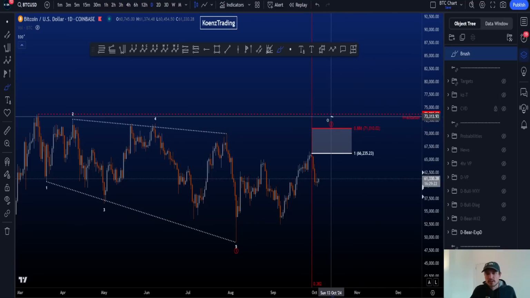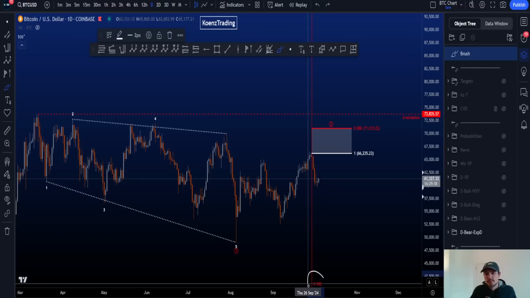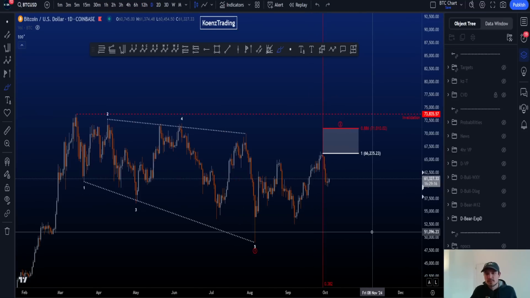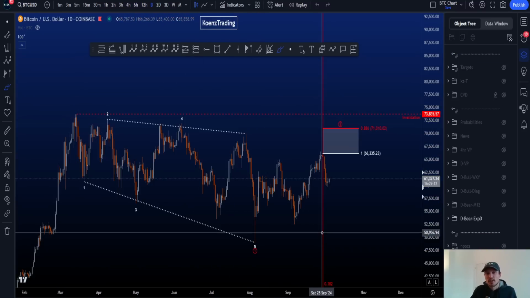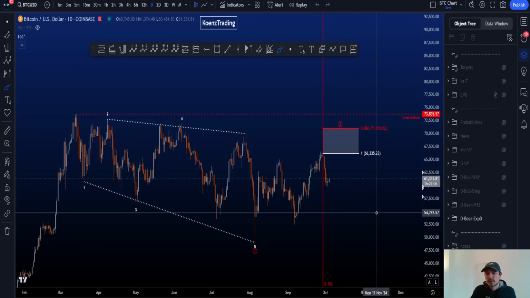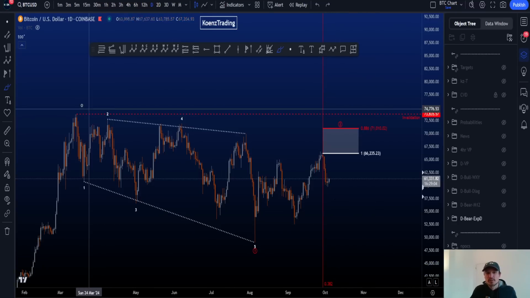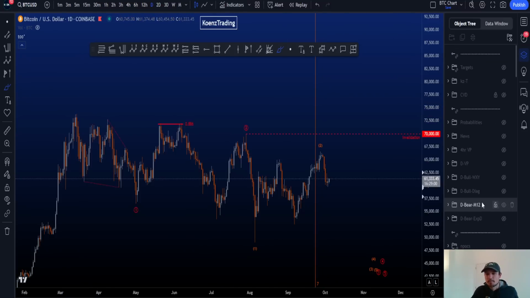Also, when we look at this wave 2, currently the high over here is made just before the 0.382 fib time, taken from the start to the end of wave 1, which is very uncommon, as preferably a wave 2 is ending at least after the 0.382. The invalidation for this scenario is taking out the high at 73.8k.